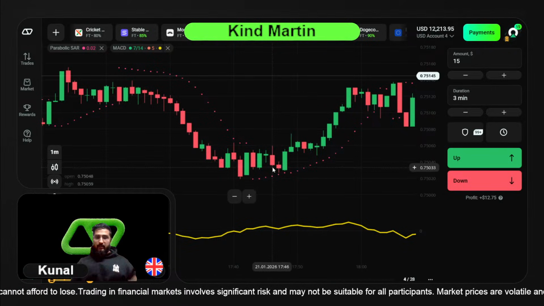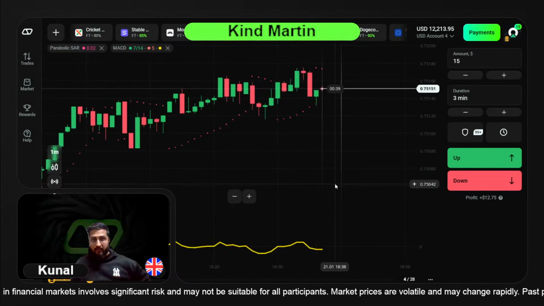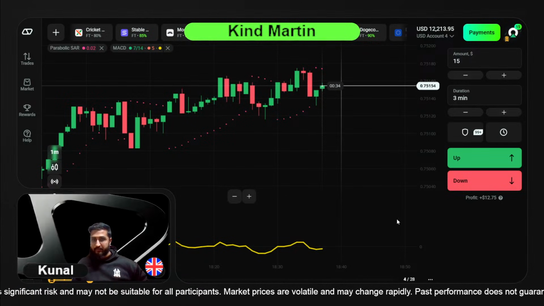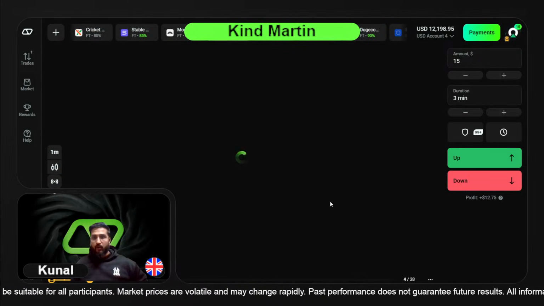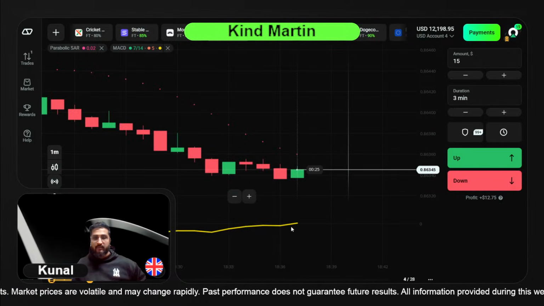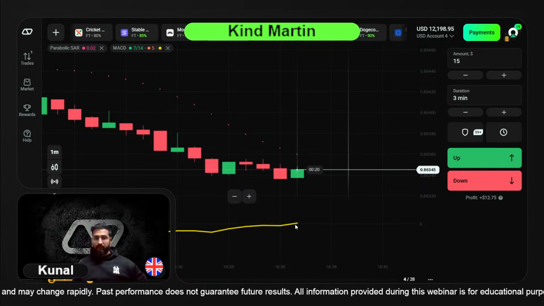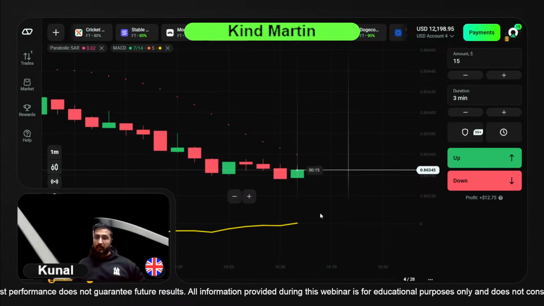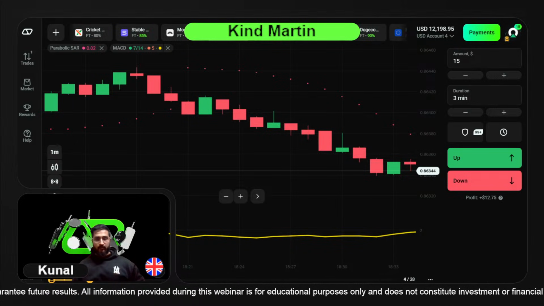Okay, so back to the strategy. We have already covered how the parabolic works. Now let's talk about the MACD. In the MACD part, you just need to wait for the confirmation from the zero level. When you observe that this line is intersecting the zero level in the upward direction, that will indicate that the market can move upward. At the same time, when the intersection is in the downward direction, the market can move downward.